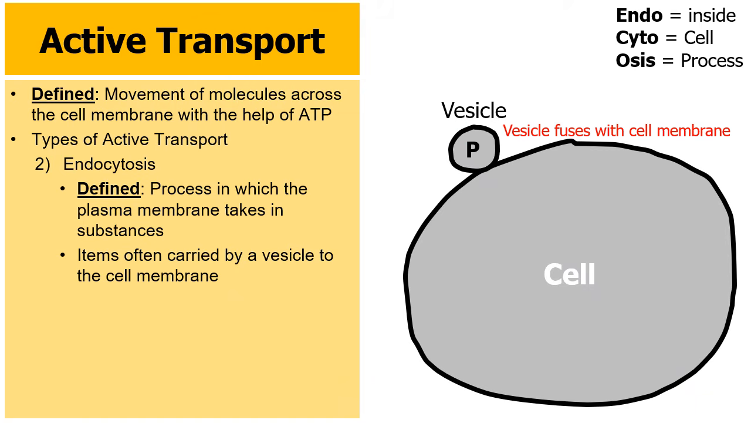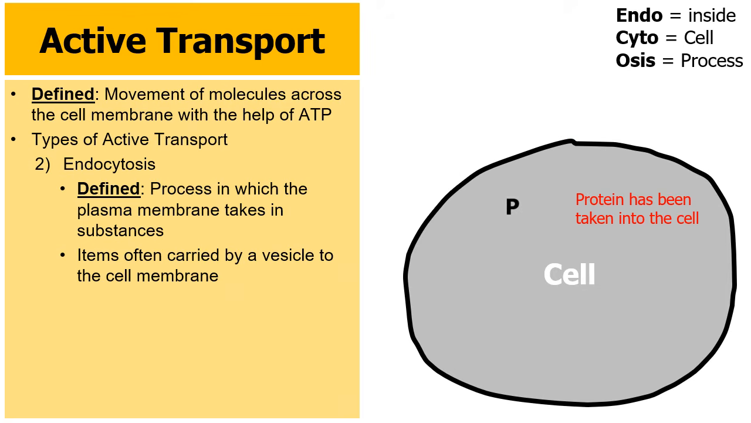At first, the vesicle fuses with the cell membrane. And then notice what's happening is that the vesicle is being absorbed into the cell membrane, and eventually the protein has been taken into the cell. Now this cell has acquired and taken in this protein. That would be an example of endocytosis.